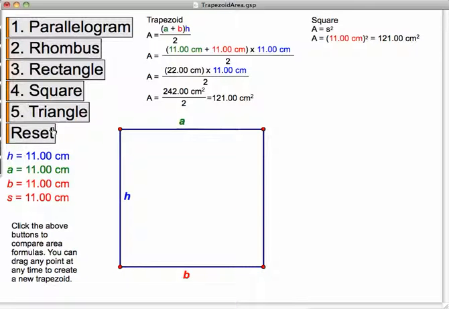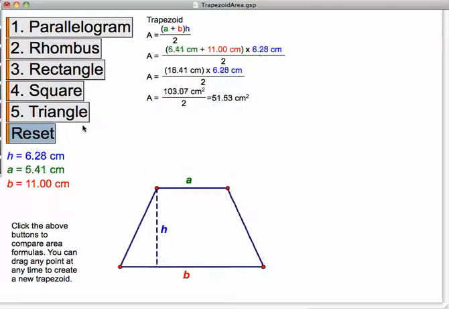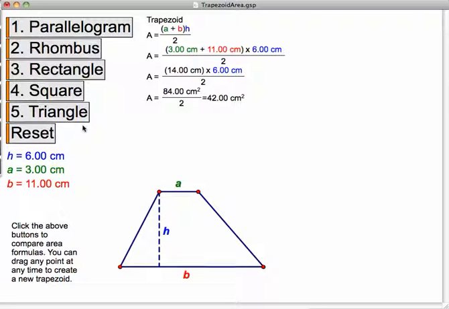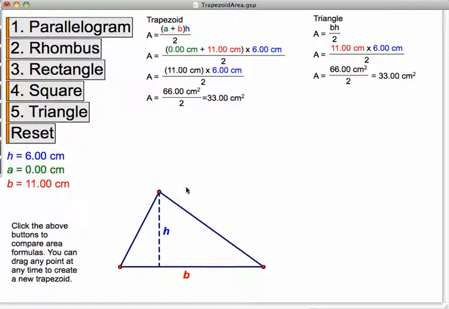Now my favorite one is the triangle. The triangle isn't obvious at first, I don't think, that it's a trapezoid, but in fact it is. In fact, if we take that top length and bring it down to 0, that trapezoid becomes a triangle. And if we use 0 for that top length in our formula, then the formula works just like the area of a triangle formula, and we get the same area.